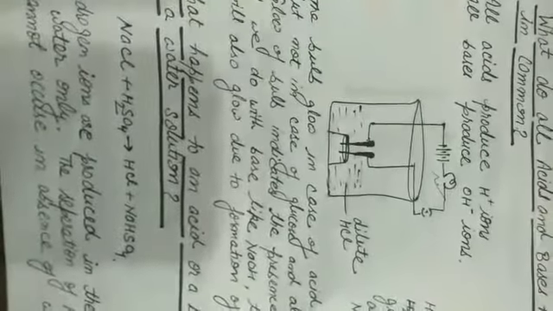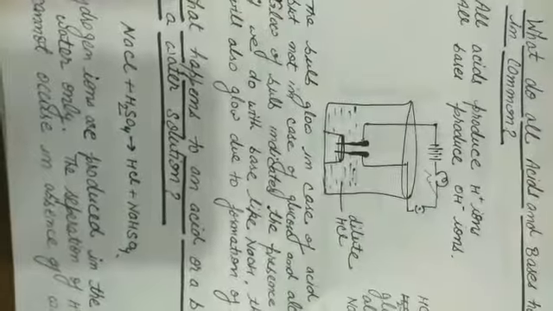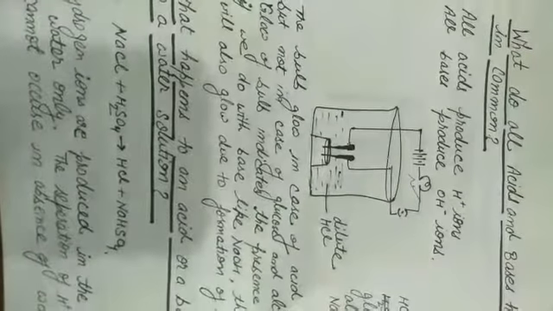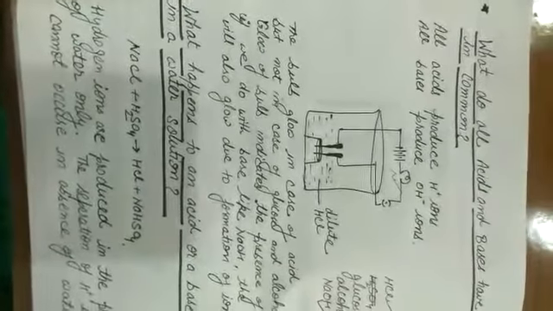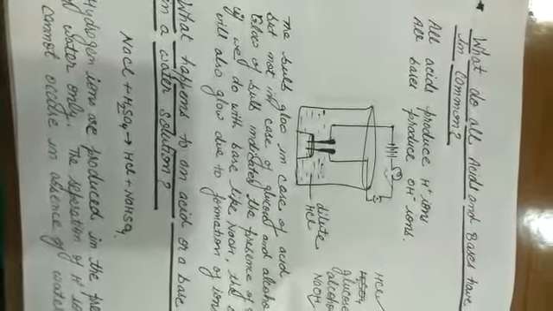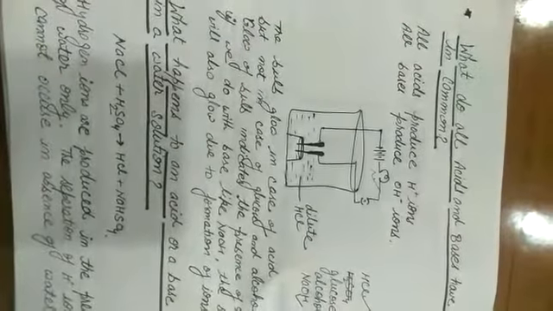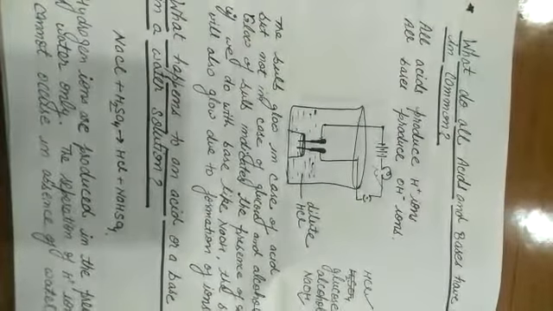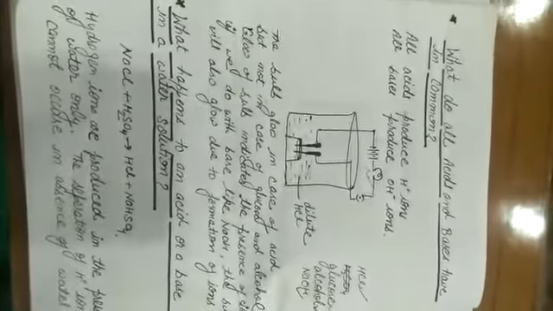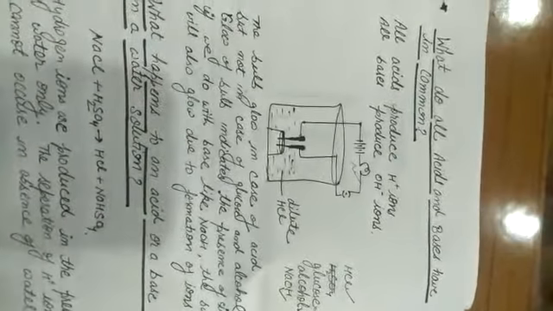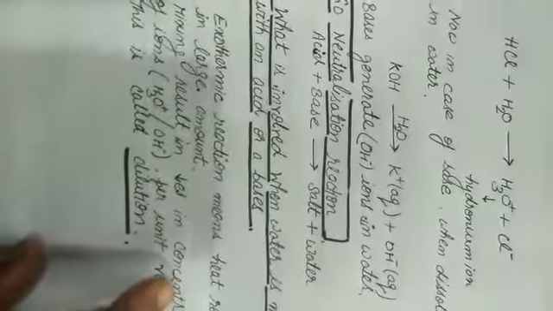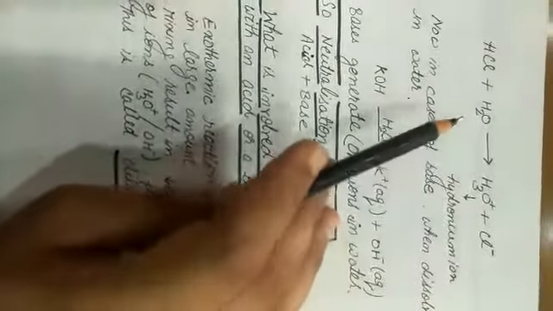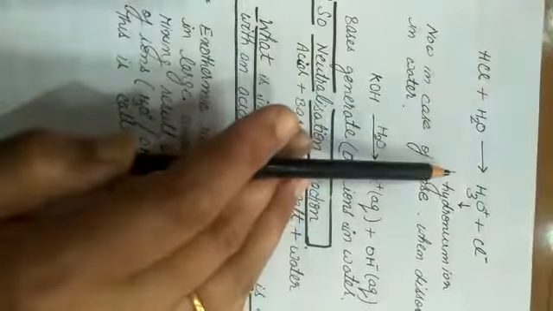When we add water in acids and bases, hydrogen ions are produced only in the presence of water. The separation of H positive ion cannot occur in absence of water. It means any acid can show its acidic character only in the presence of ionic form when it is dissolved in water.